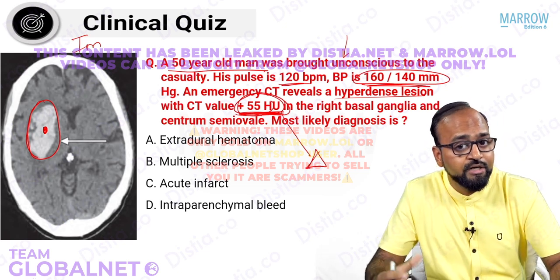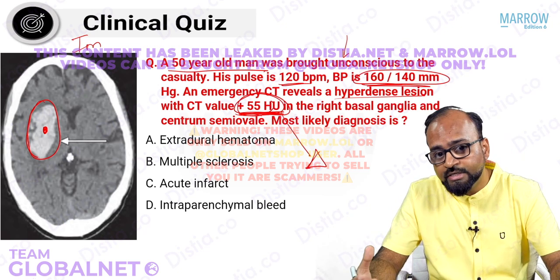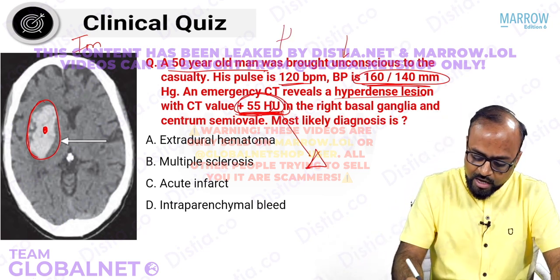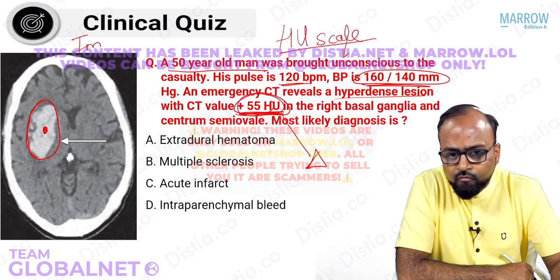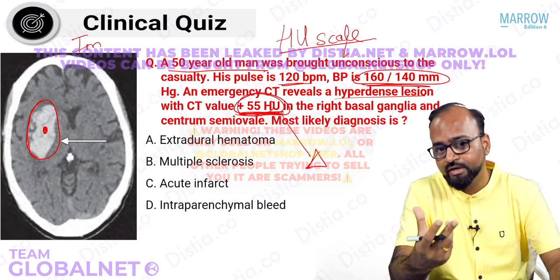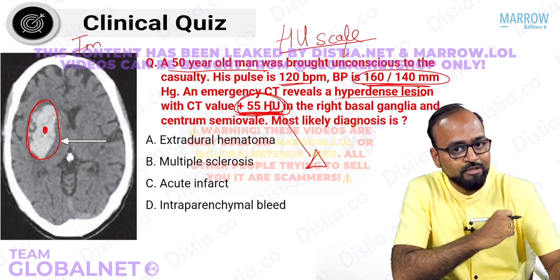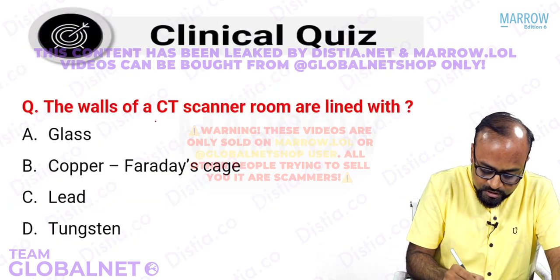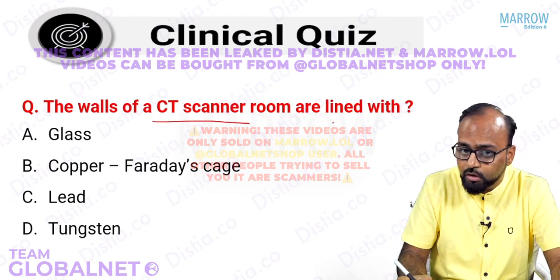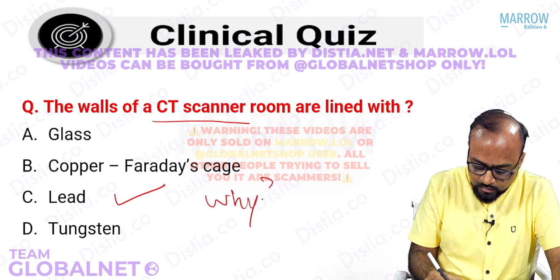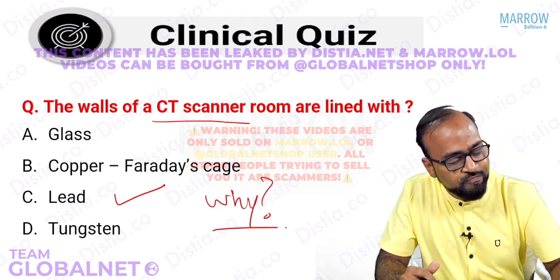This is a great utility of a measurement scale on CT scan images, and that is what is called the Hounsfield unit scale. What is this Hounsfield unit scale, and how can it be used for making a better diagnosis so easily? This is something that we'll discuss in this basics about the CT scan. So the walls of the CT scanner room are lined with what? Yes, they are lined with lead. But why? This is something that we'll discuss in the next few minutes.